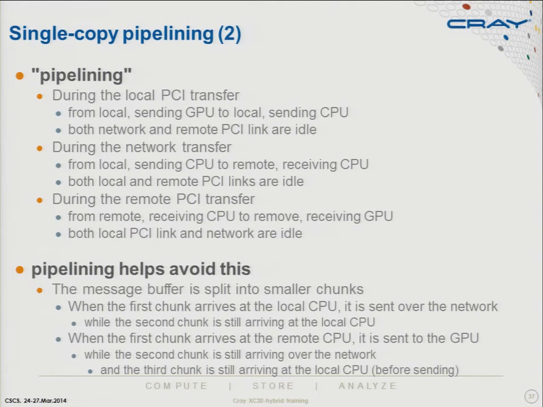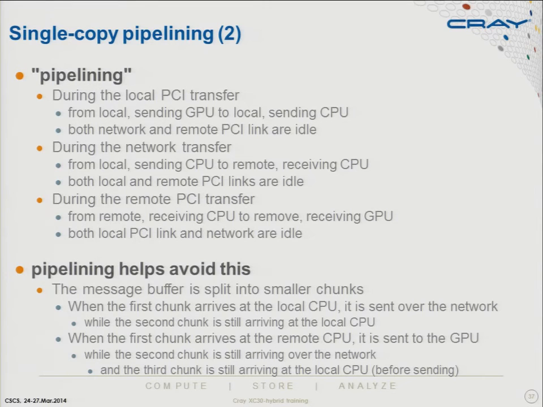Eventually, all the data arrives. Then I do the network transfer, and whilst the data is going across the network, the PCI links at both ends are empty. And then when the data finally arrives, it's sent up to the remote GPU, the network is idle, and the send side PCI bus is idle.